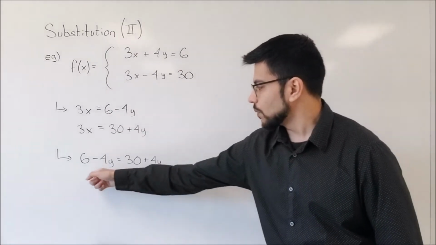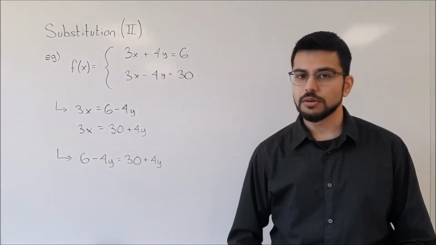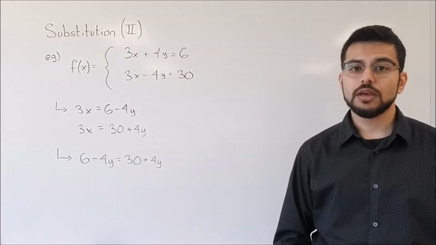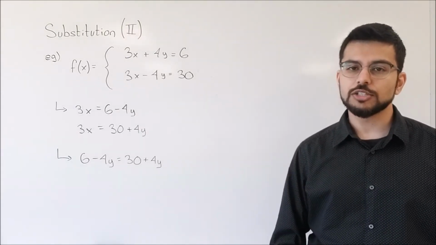So now we can set one equation equal to the other. 6 minus 4y equals 30 plus 4y. It's time for some algebra, and we can solve that algebra on the board.